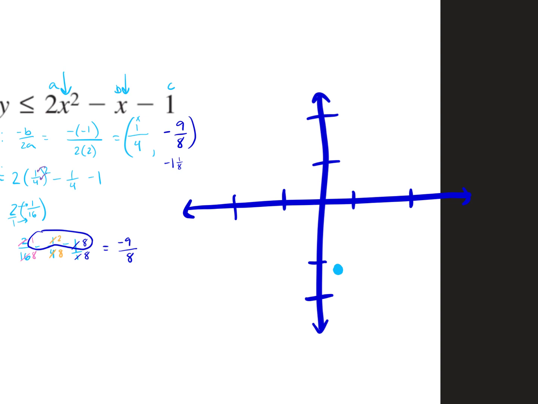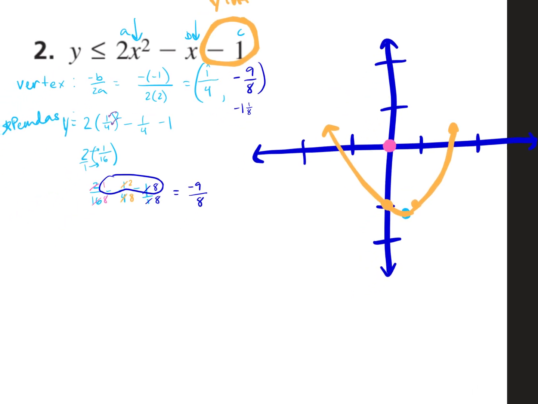And then I also need to figure out where my second point is, or my second and third point. So I know that my y-intercept is negative 1. So I cross the y-axis at negative 1. So it's about right there and then there. I can draw my parabola. It'll look like that. Now here, 0, 0 is inside my parabola, so I'm going to pick that point to help me determine where the shading is.